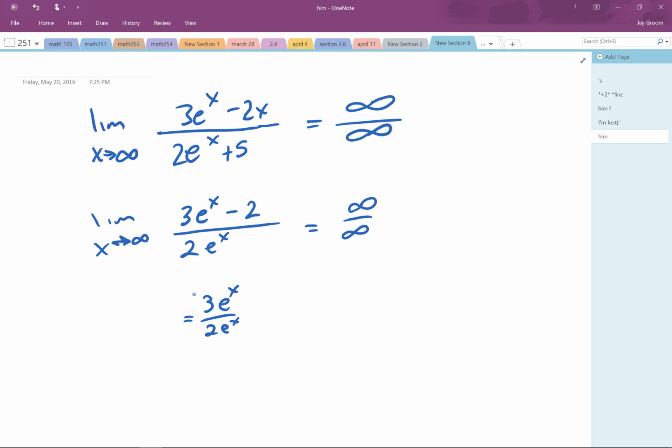Oh, look what we got now, friends. Because now, through the magic of algebra, the answer is simply 1.5. In other words, they are getting bigger at roughly the same rate. Therefore, the top and the bottom will approach this number 1.5, where the top is always 1.5 times bigger than the bottom as x approaches infinity. Okay? And that's kind of a neat deal there.